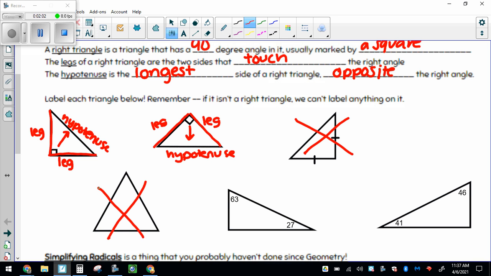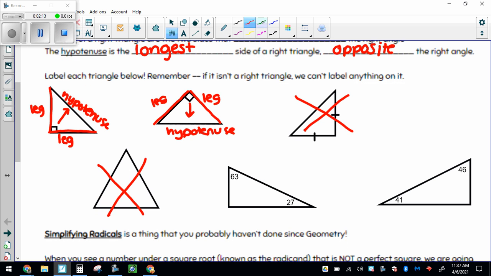Now these guys, these do say something about the angles. It says that this angle right here is 63 degrees, and this angle right here is 27 degrees. Well, if you remember a little bit from geometry, I'm going to put an X down here in this corner. If you add up all the angles inside a triangle, you're supposed to get 180. So in other words, 63 plus 27 plus X, you're supposed to get 180. So we can use this to figure out what that angle down in the corner is.